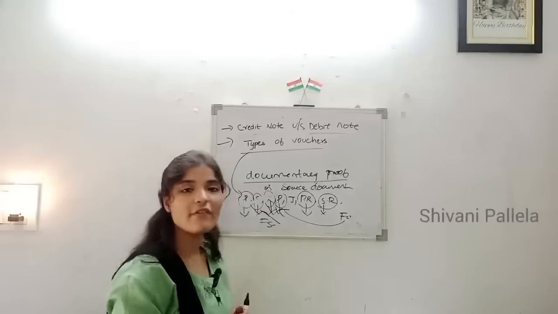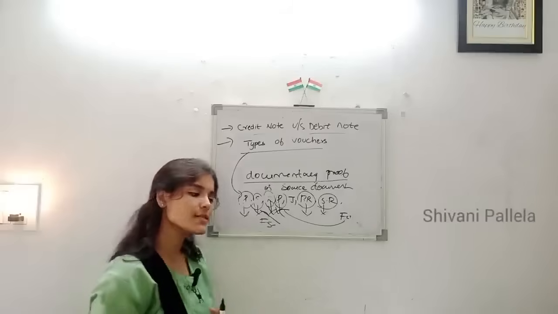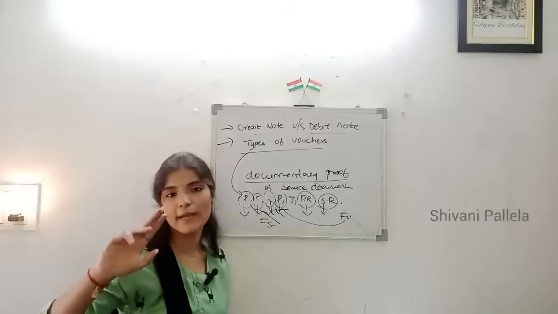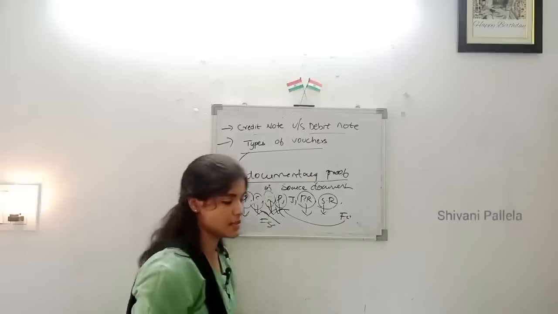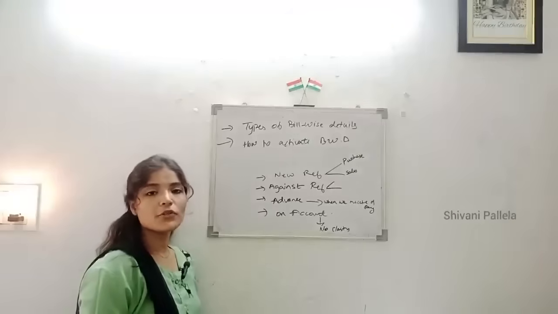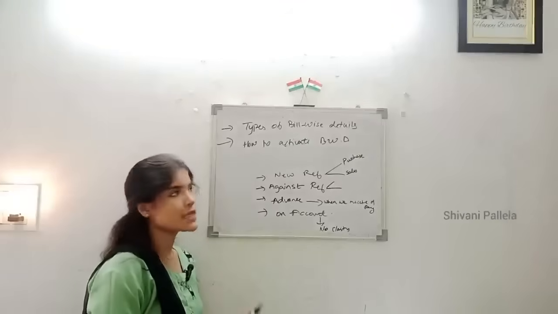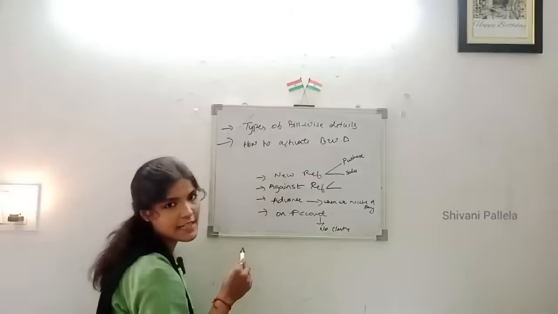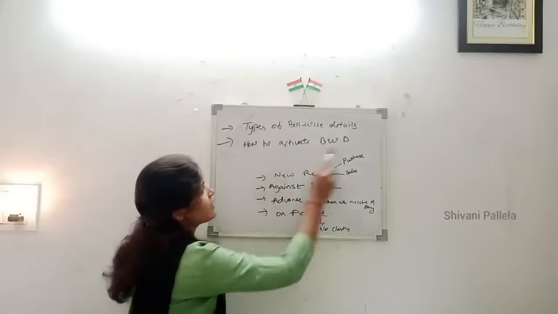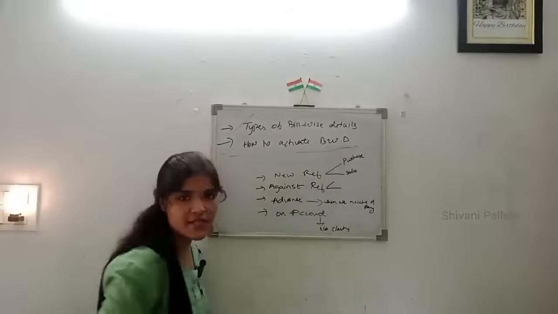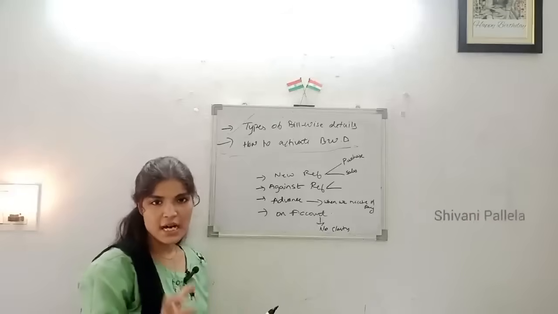Okay, so now we will discuss the fourth unit, students. In the fourth unit also there are two main important questions we will discuss now. First is the types of bill-wise details and second is how to activate bill-wise details. How to activate bill-wise details is a purely theoretical answer.